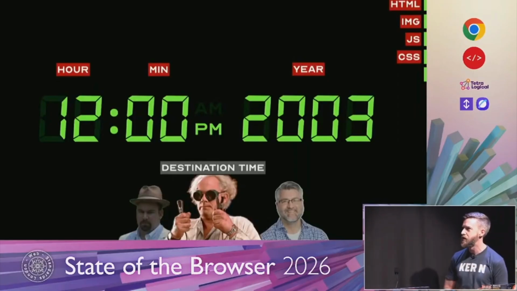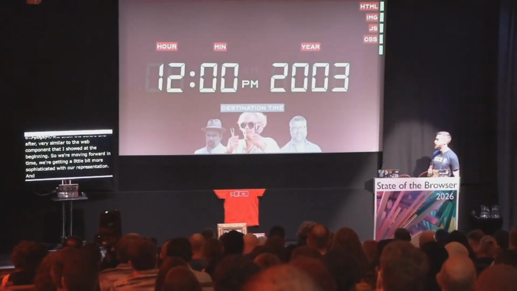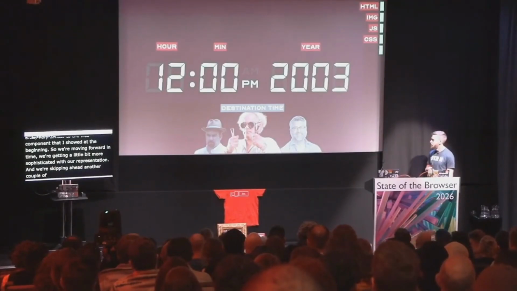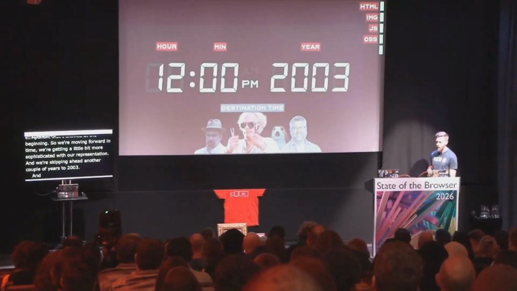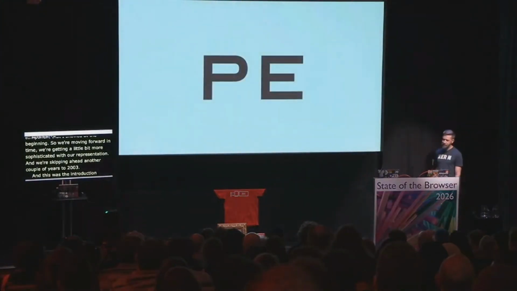So we're moving forward in time. We're getting a little bit more sophisticated with our representation, and we're skipping ahead another couple of years to 2003. And this was the introduction of progressive enhancement.